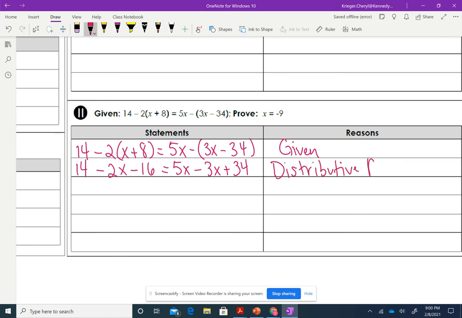Are you guys tired of writing the word property? Me too. Okay. So what's next? We have some simplification to do, right? Both sides of the equal sign. I have 14 and minus 16 that can be combined. That's negative 2x minus 2. And I also have the 5x minus 3x, which is 2x. And 34 just drops down. So that step was to simplify.